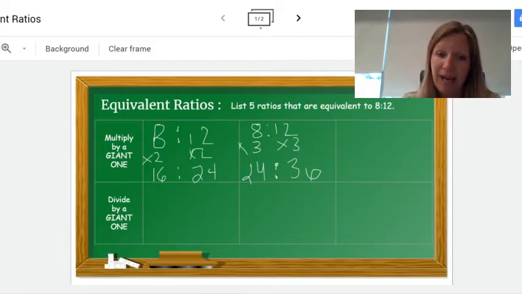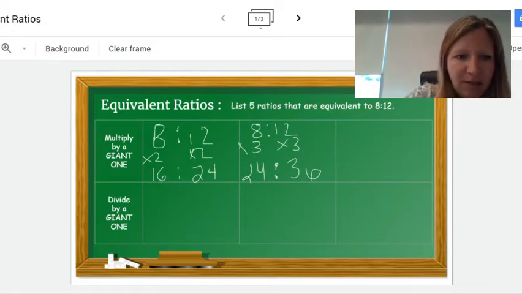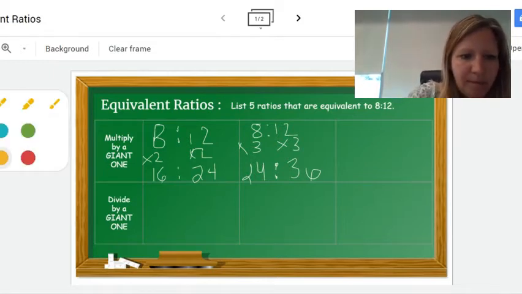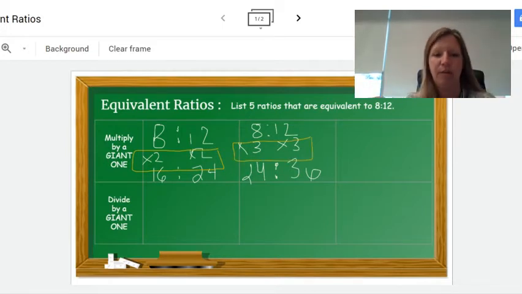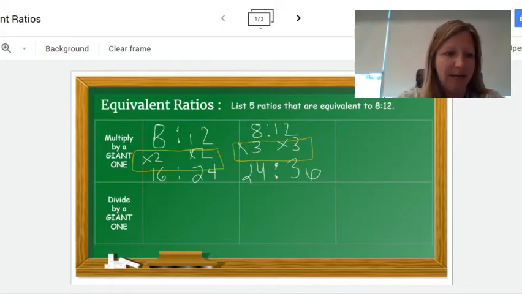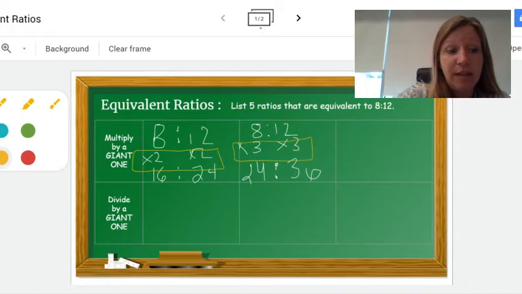Now, another way, so we can multiply by that giant 1. And if you're having a hard time seeing that giant 1, maybe I can highlight it in yellow. Right here is that 1. So I'm really multiplying it by a 3 and a 3, or 3 over 3. And I'm really multiplying it by 2 over 2, which is where that giant 1 comes in. So another thing that I can do is I can divide by a giant 1.